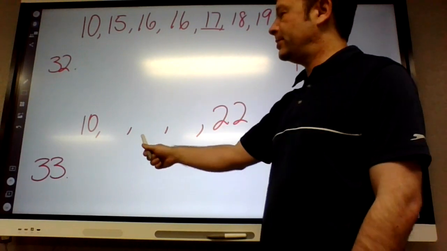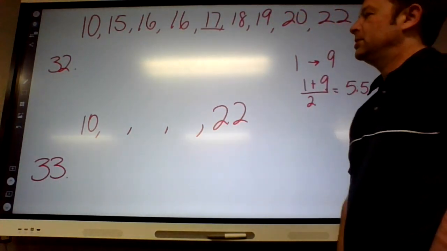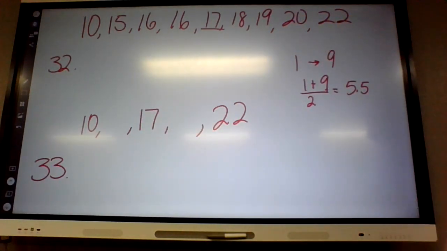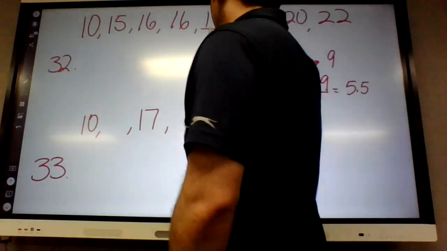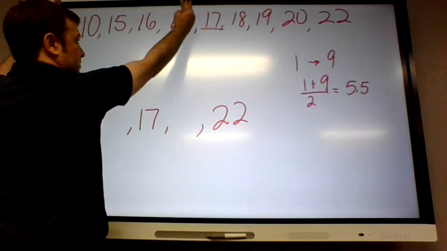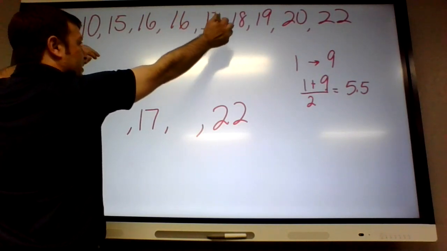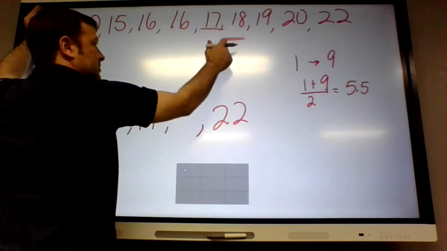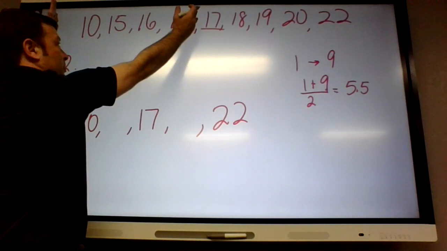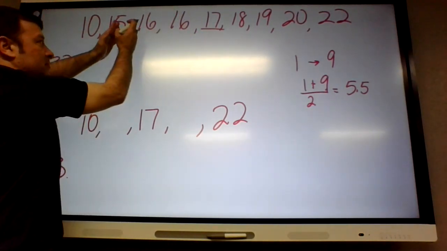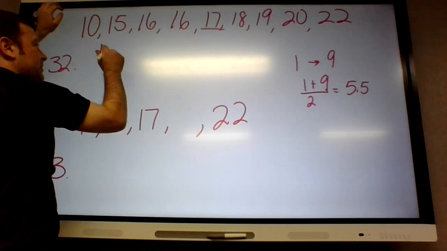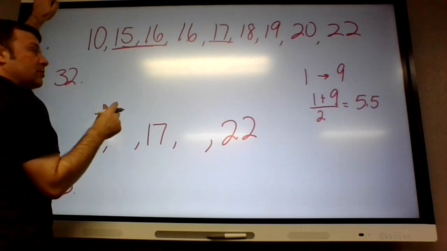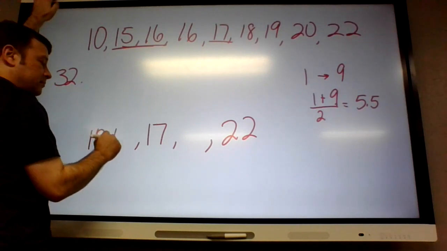Okay, the middle number, the third number, was the median. 17. The second number was the median of the left side. If 17 is directly in the middle, the left side would be this. If, say, two numbers shared the middle, the left side would include the 17. But since 17 is by itself, we need the median of the left. 15 and 16 share the middle, so what's the average of 15 and 16? 15.5.